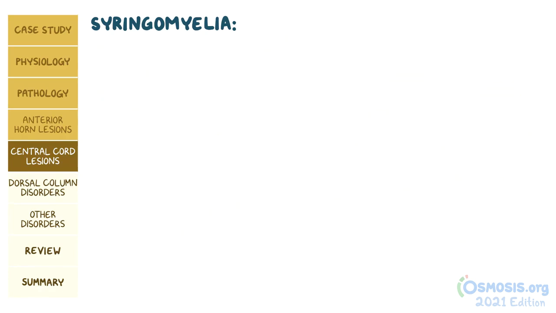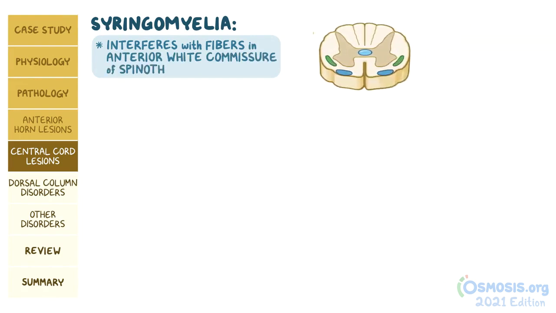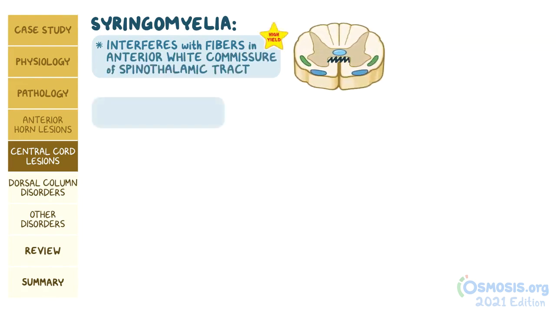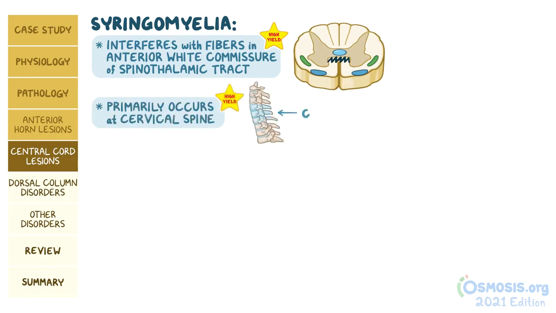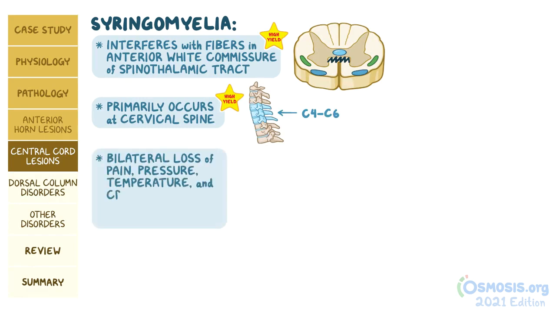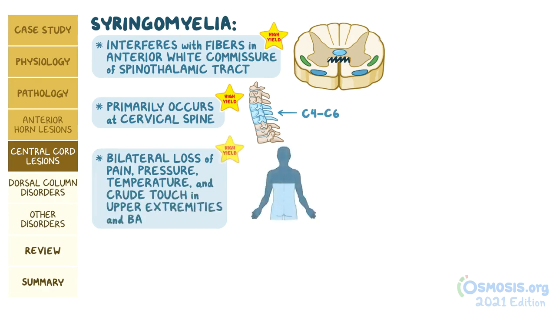Regardless of the cause, the most important concept to keep in mind is that the expansion of the central canal in syringomyelia interferes with the fibers within the anterior white commissure of the spinothalamic tract. And this primarily occurs at the level of the cervical spine, usually C4 through C6, leading to the bilateral loss of sensation of pain, pressure, temperature, and crude touch in the upper extremities and back. A common term to describe the location of these defects is cape-like distribution.